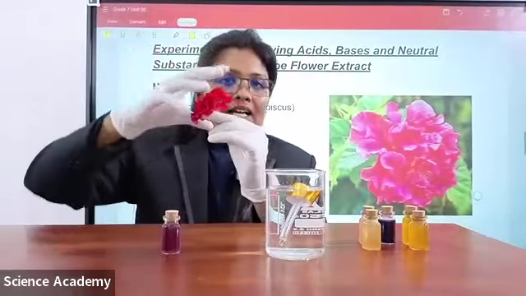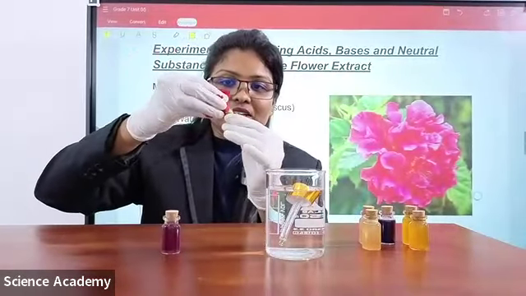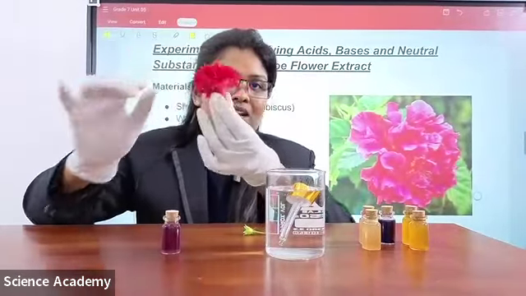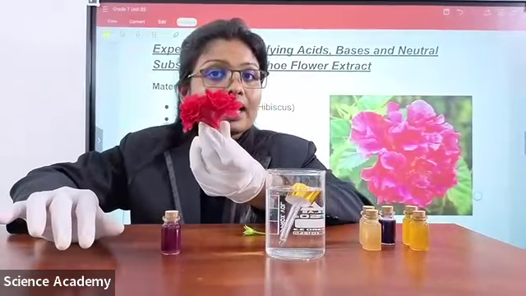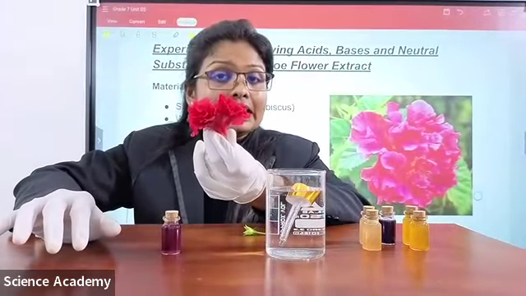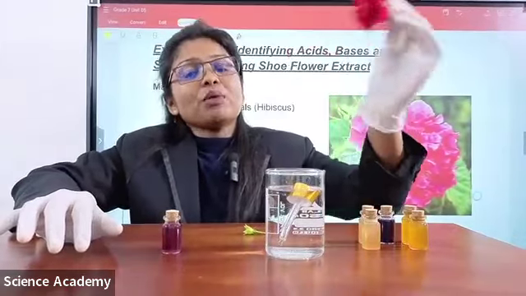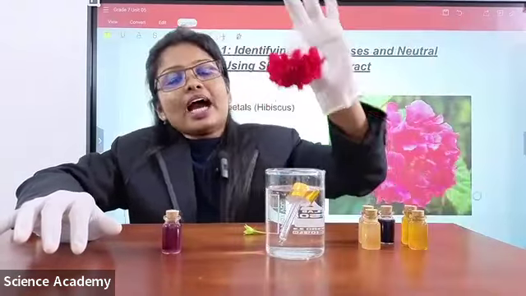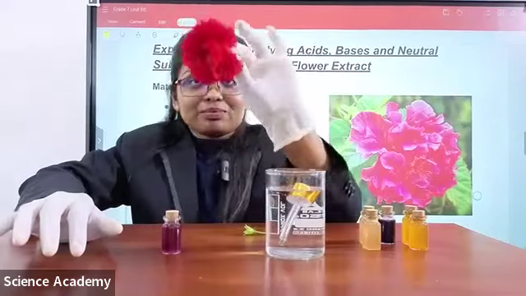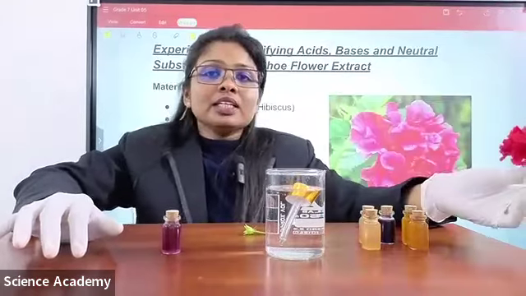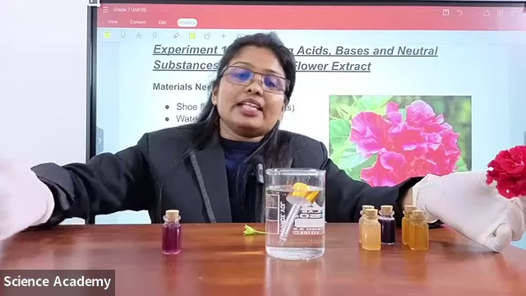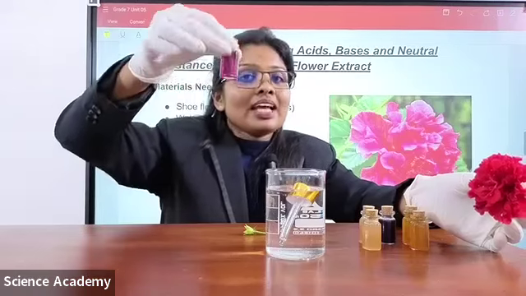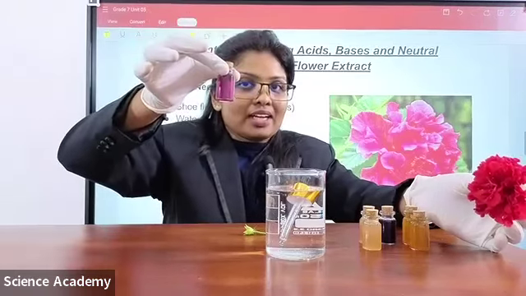First of all, I remove all the petals of this flower, right? And then I am going to crush it using mortar and pestle, right? And then I am going to put it into a boiling water tub, or maybe you can boil it after putting this shoe flower into an aluminium container, and then you can heat it, right? So after removing all the debris, we can get the shoe flower extract, right?